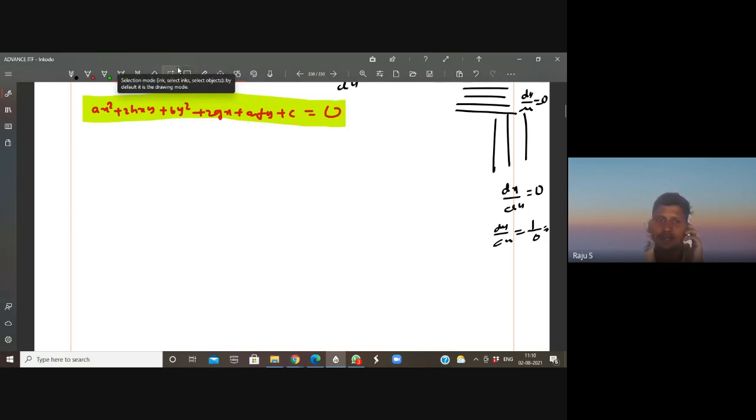Okay, discriminant we already discussed, right? So for a second degree equation, the equation of the tangent at a point, you can take any point like x1, y1. Whenever we write the tangent equation, see, for example, the circle x square plus y square is equal to r square.